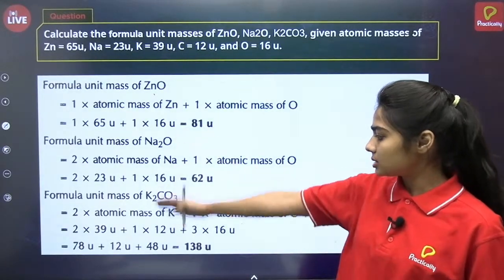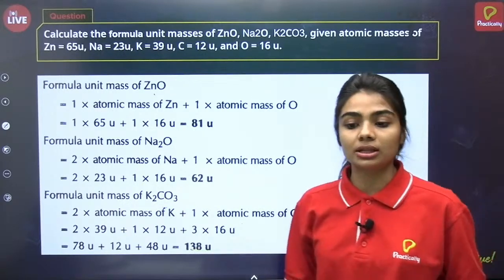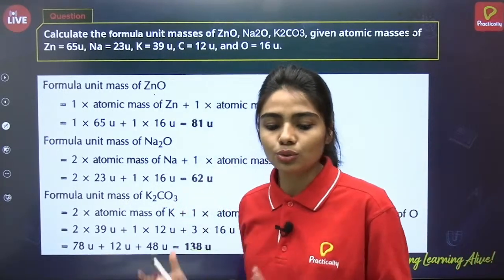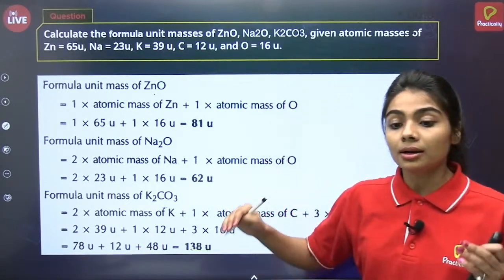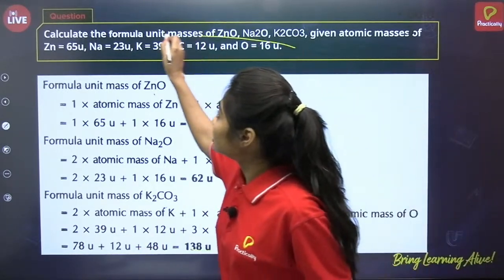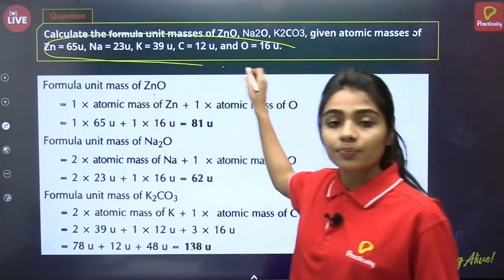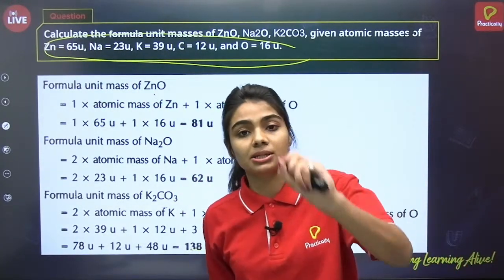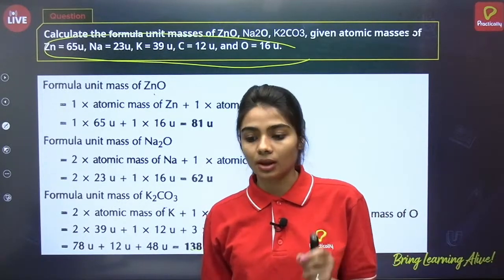Okay, the answer comes out to be 138 u. This is how the question can be asked and you need to answer it. But it is not necessary that the masses will be given to you, so you need to learn all these atomic masses present in your NCERT table.